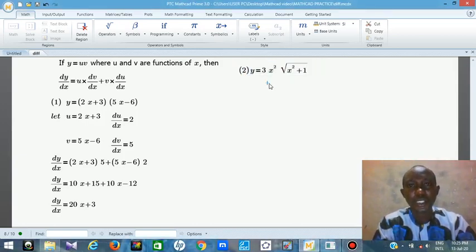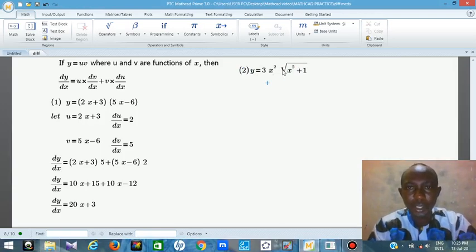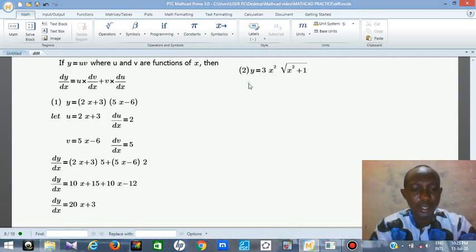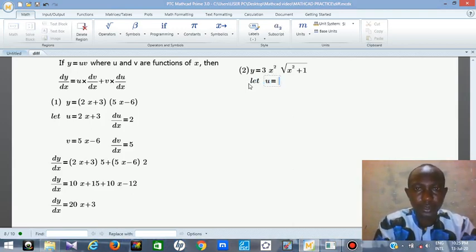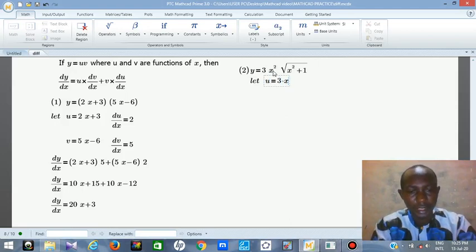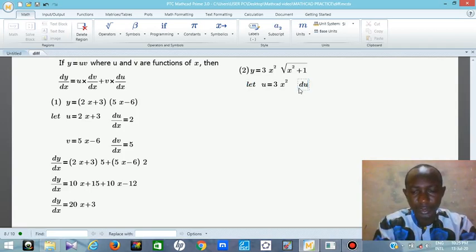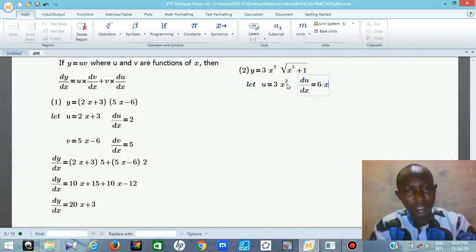Okay, so if we are to differentiate this one now, y equals 3x squared times the square root of x squared plus 1, what will you do to differentiate this? To avoid wasting time, you say let u equal the first function, which is 3x squared. Then the next thing is to differentiate: du/dx is going to be equal to 6x. Just follow your basic rule. That's how you differentiate this.